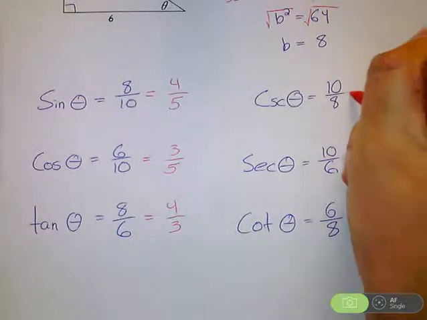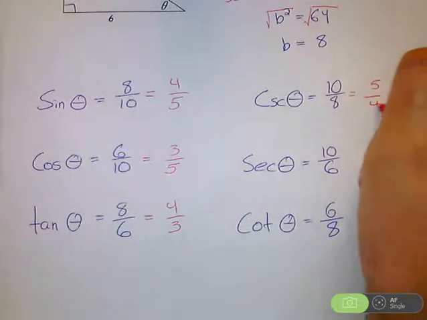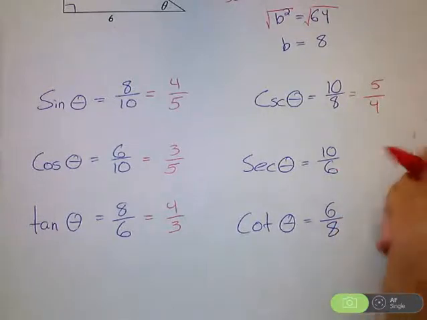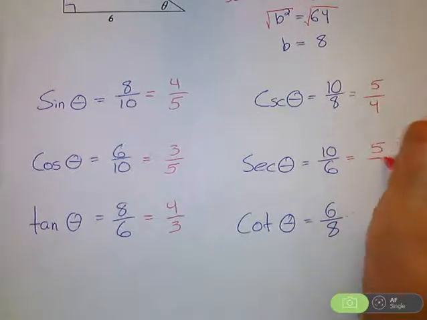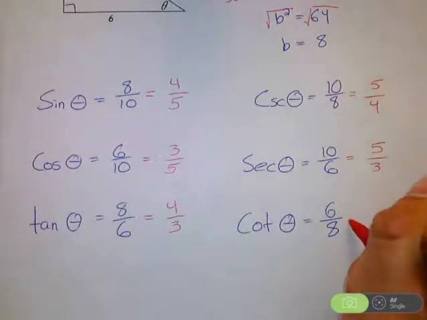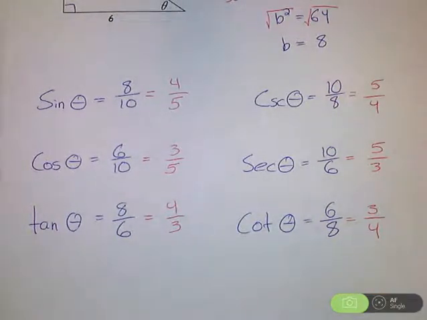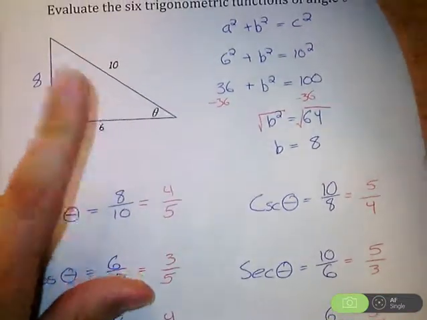10 over 8 is going to reduce to 5 over 4. 10 over 6 is going to reduce to 5 over 3. And then 6 over 8 is reducing to 3 over 4. And that is our 6 trig functions. So that is how we evaluate when we are given the triangle already. So let me show you one more example.